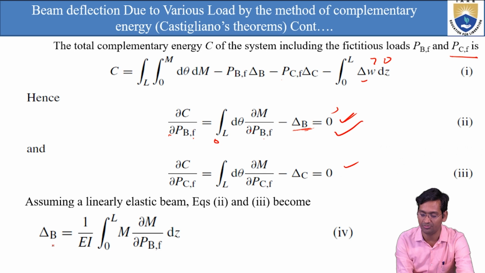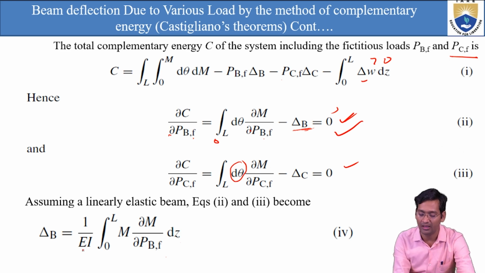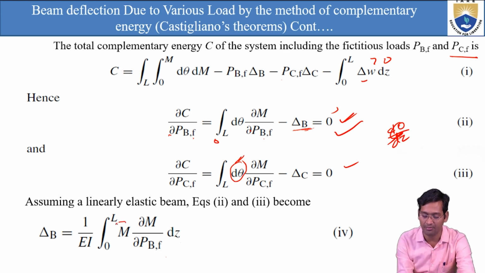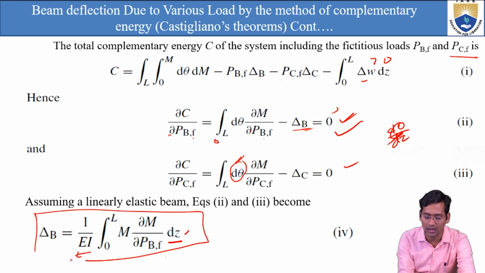So this equation and this equation become delta B equals 1 by EI, m into del m by del PBF into dz. What we did here: from the bending moment equation that we already saw in mechanics of solids, d theta is M by EI into dz, or just the moment equation. So that will be m into dz by EI. Just replace d theta with this, m by EI into dz. Right. 1 by EI is constant, so it is out of the integration. Now what is left here? 0 to L, m dou m by dou PBF into dz. Right. So this is for delta B in terms of moment.